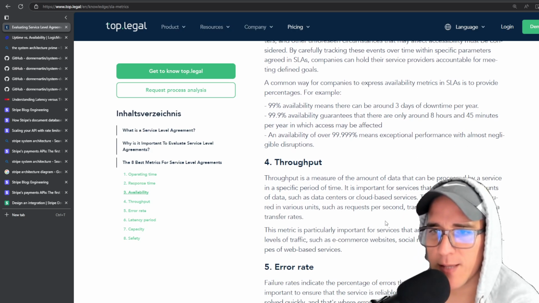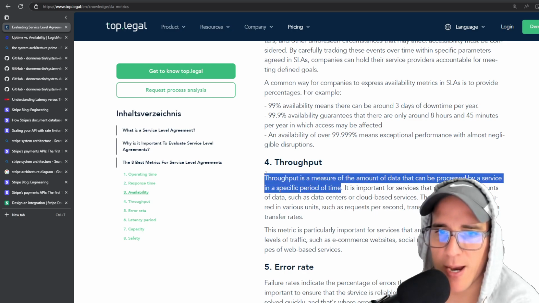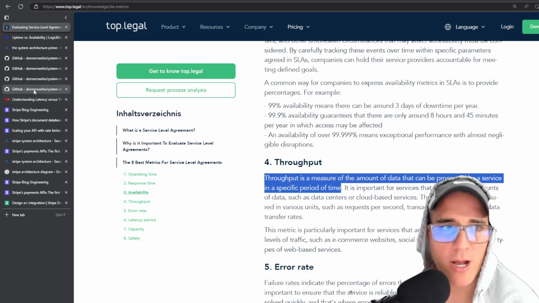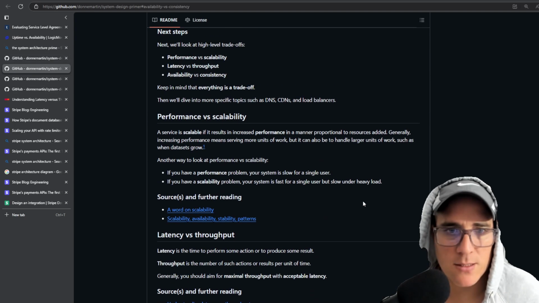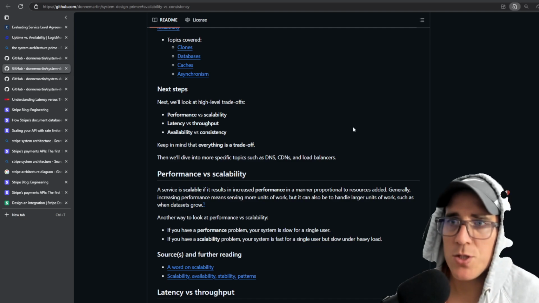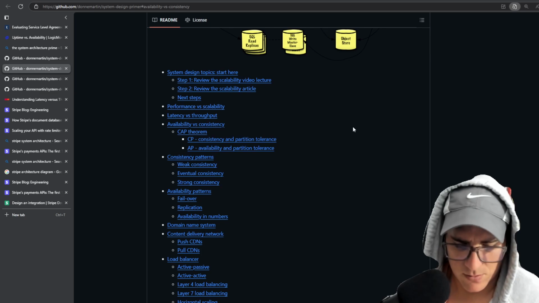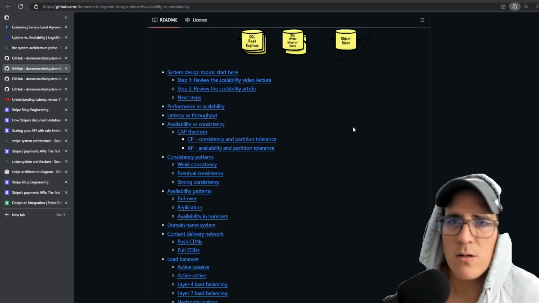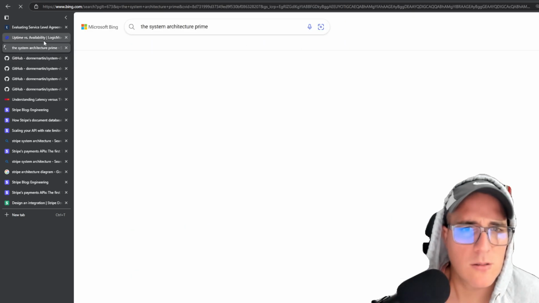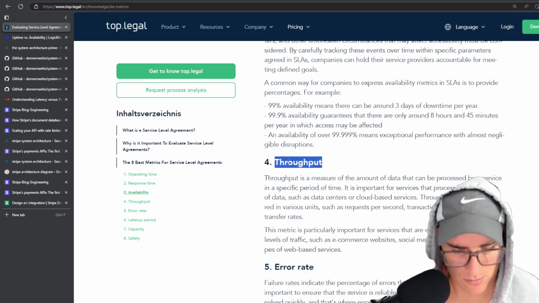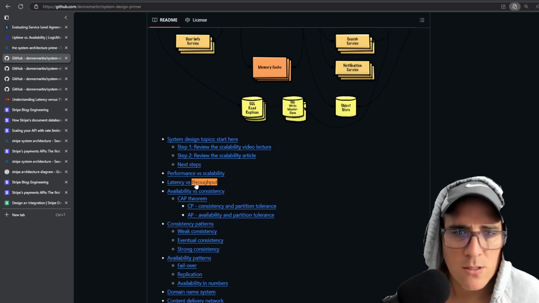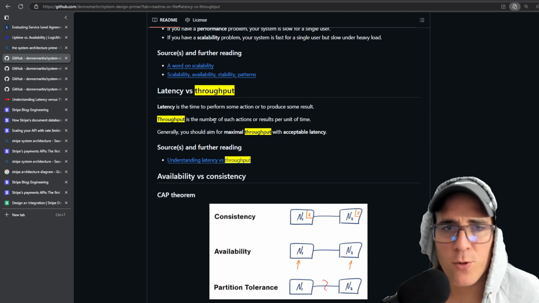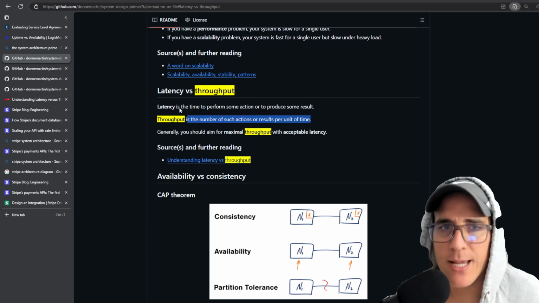Throughput is the measure of the amount of data that can be processed by a service in a specific period of time. I like the definition of throughput that we have here on this specific website. Let me just copy and paste it. So throughput is the number of such actions or results per unit time, and latency is the time to perform some action to produce some results.